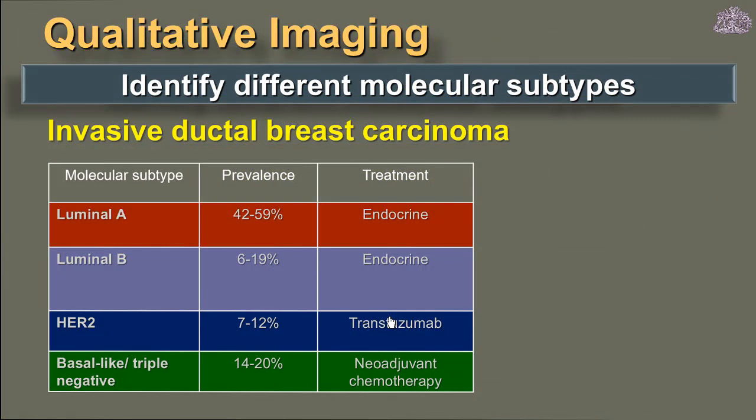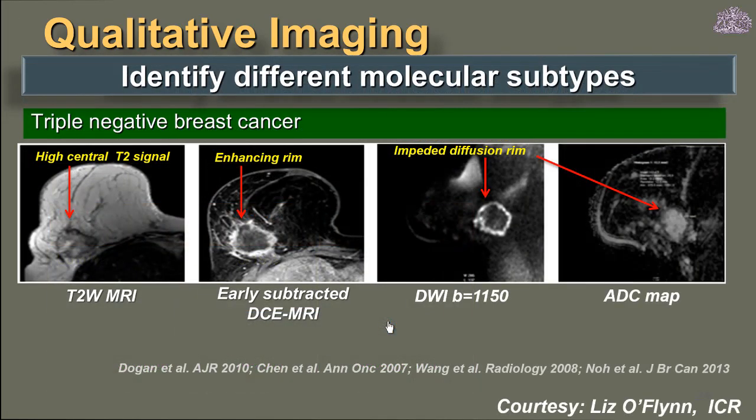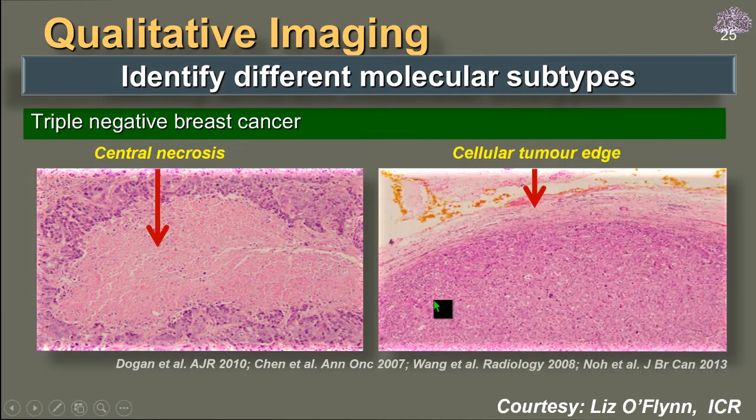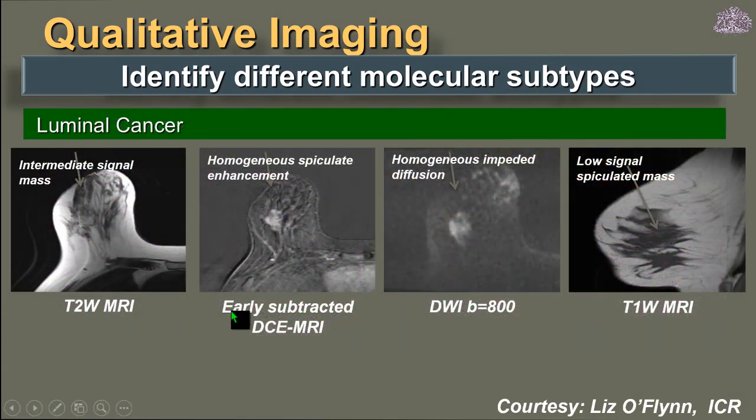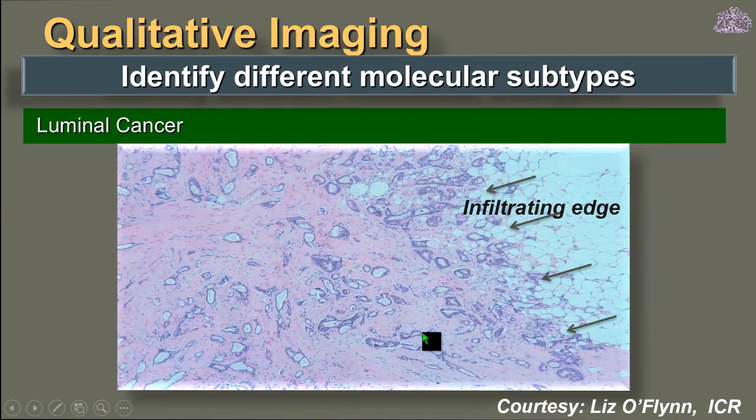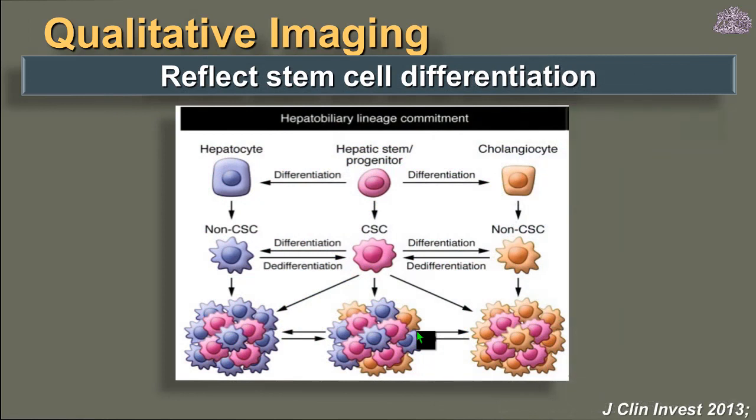So if we look at just qualitative imaging, can imaging already tell us differences in molecular expression? So we go back to the case of breast cancer, and we know that triple negative breast cancers, for example, tend to have an enhancing rim on contrast-enhanced images and a cellular rim on diffusion-weighted imaging that reflects the pattern of growth. They often have central necrosis and are only left with a cellular rim. And you compare that with the luminal cancers that tend to have a different imaging phenotype. They tend to be much more solid tumors with spiculated edge enhancement. And this is, again, reflected in the underlying tumor histopathology.